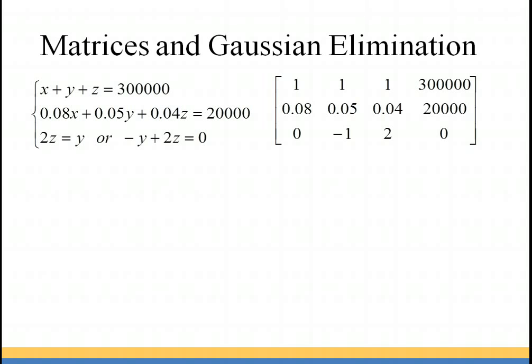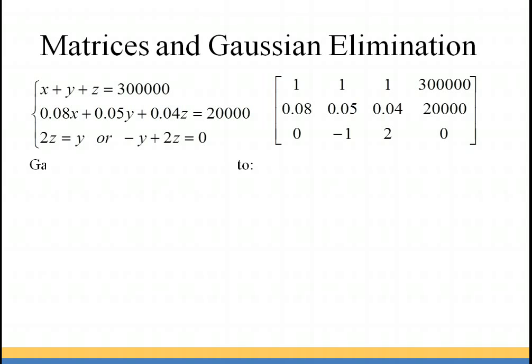So for x plus y plus z equals 300,000, we're just going to write in 300,000. And we're doing that for the second equation as well, our coefficients in the first three columns, and our constant in the last column. For the third equation, there was no x term, so we're going to put 0 as the coefficient of x in the first column. And notice that we also have a 0 as our constant. So now we have a matrix, and this is called an augmented matrix.